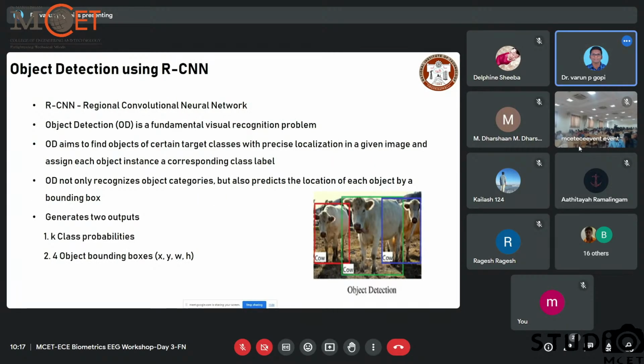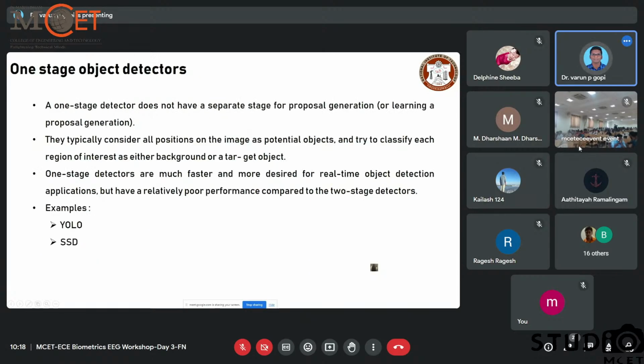One example is object detection using RCNN. It generates two outputs, K class probabilities and the object boundaries. Here in this picture you can see there are a few cows. Each cow is detected and marked with a bounding box with the name cow. So this is the result of this object detection.